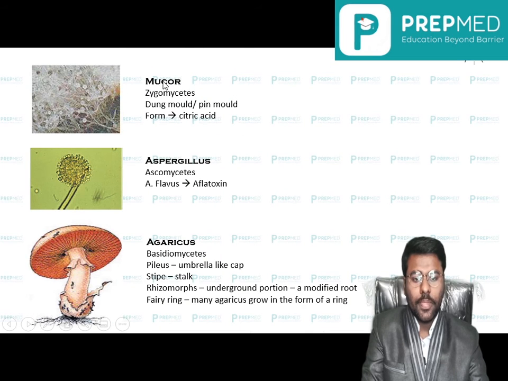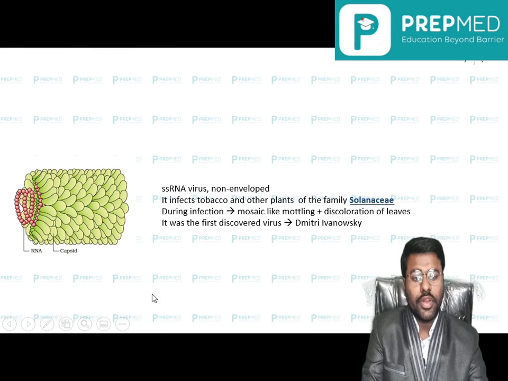Coming to Mucor, which falls under the Zygomycetes, dung mold or pin mold is the common name, and Mucor produces citric acid. And there is Aspergillus, which falls under the Ascomycetes, and Aspergillus flavus mainly forms a toxin. This toxin is called aflatoxin. And there is the Agaricus, where the parts of the Agaricus and the fairy ring are most important.